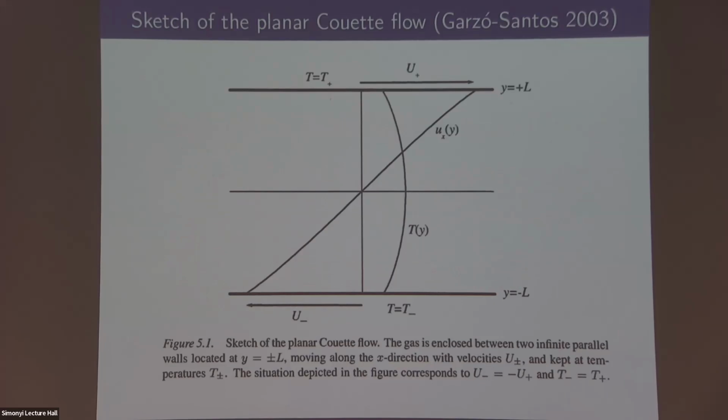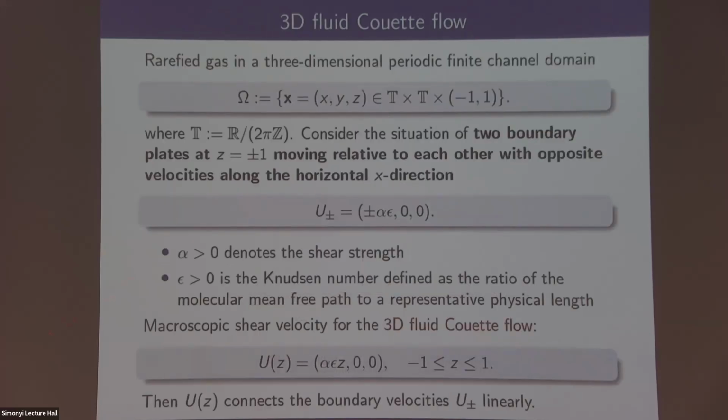So here's just a picture that I took out of this book by Garza Santos, where you have a planar Couette flow. You have a plate at the top moving to the right, and you have a plate at the bottom moving to the left, and your flow is happening inside, and you have this function u that's connecting the top and bottom.